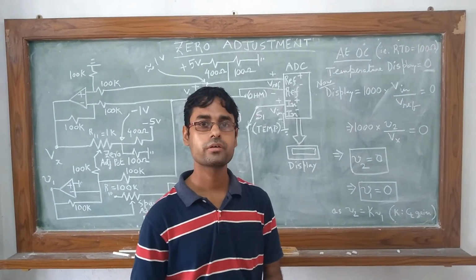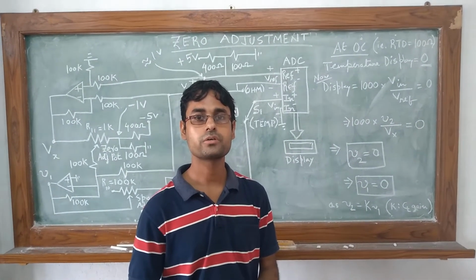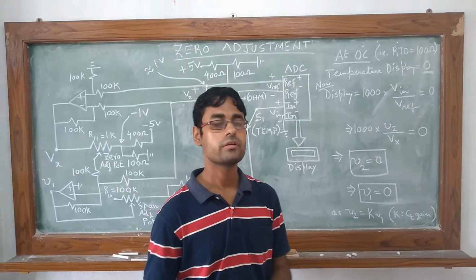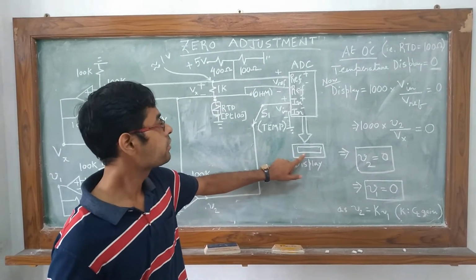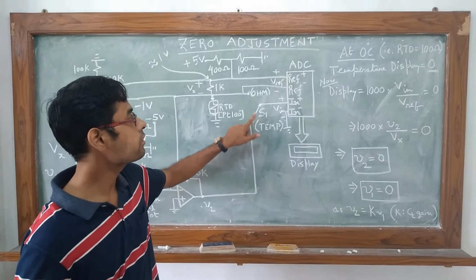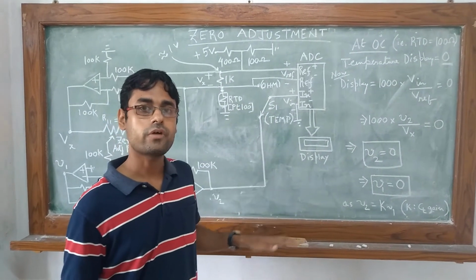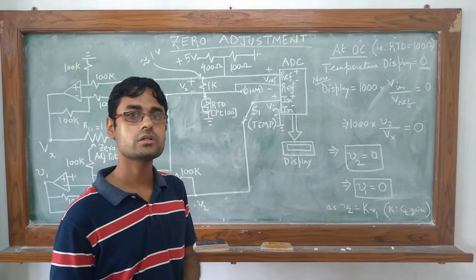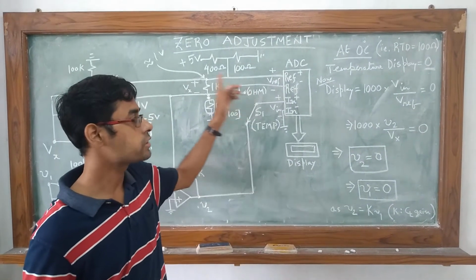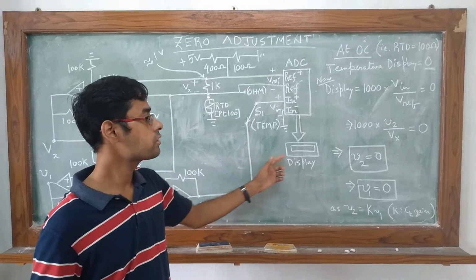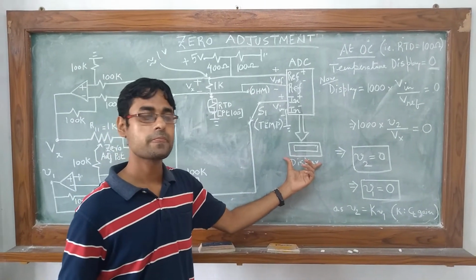So far, we have seen in one of our previous videos that the resistance can be displayed by connecting the switch S1 to this ohm point. Now in this video and the next one, we want to see how this signal conditioning circuit can also provide us with the temperature display.